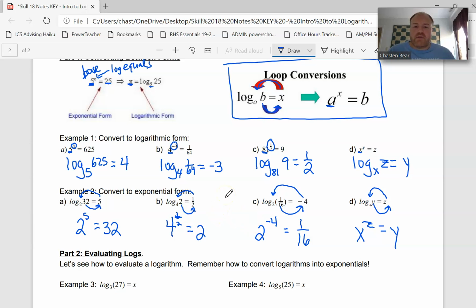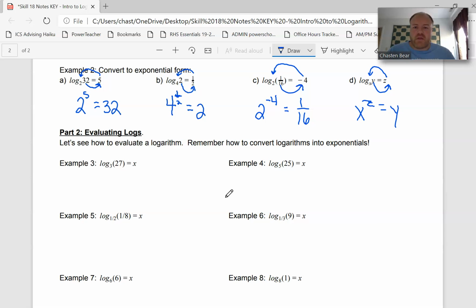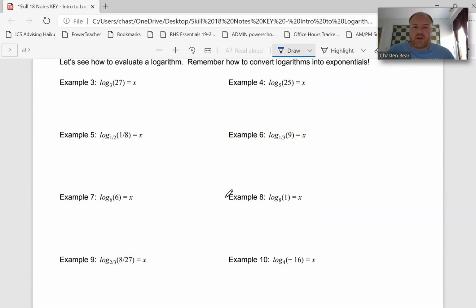So now we're going to use these ideas to help us evaluate some logs. All of these are written in log form, so we can use our loop conversions. Okay, so to do this, loop, loop, 3 to the x equals 27. Well, now the question becomes, well, 3 to what power is 27? Well, that would be 3.